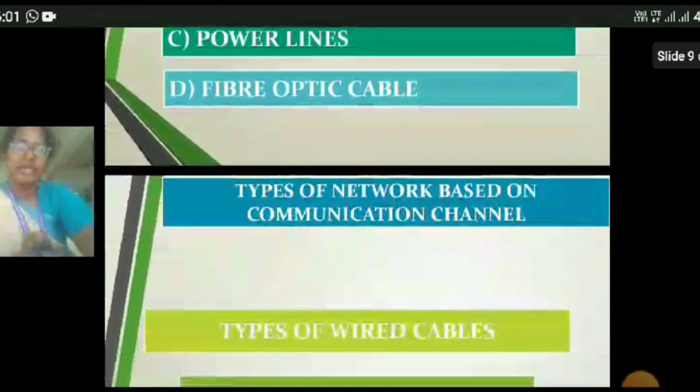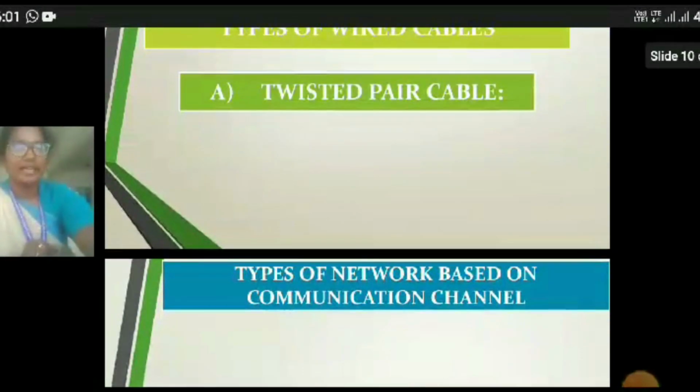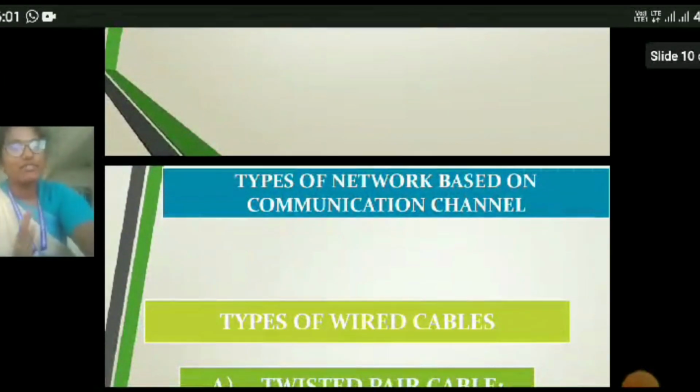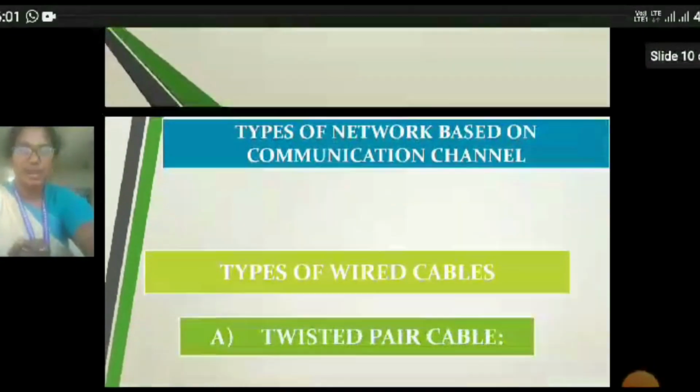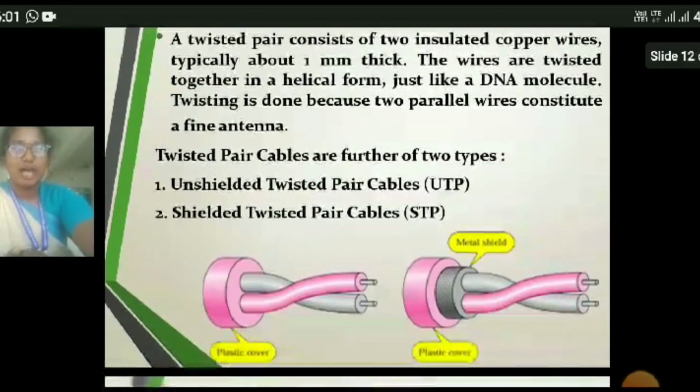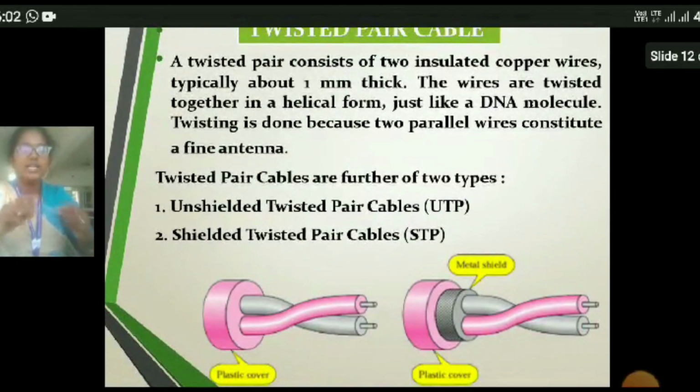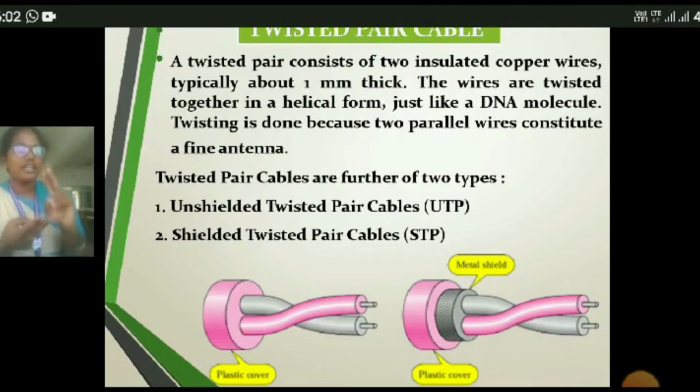First, we are going to discuss twisted pair cables, among the types of wired cables. In the twisted pair cable, as you see in the example, the wires are twisted. Twisted pair cables are divided into two types: shielded twisted pair cables and unshielded twisted pair cables. Shielded twisted pair cables are shielded with a plastic-like material which prevents rain or other water from spoiling the network system. Unshielded twisted pair cables do not have any covering material.